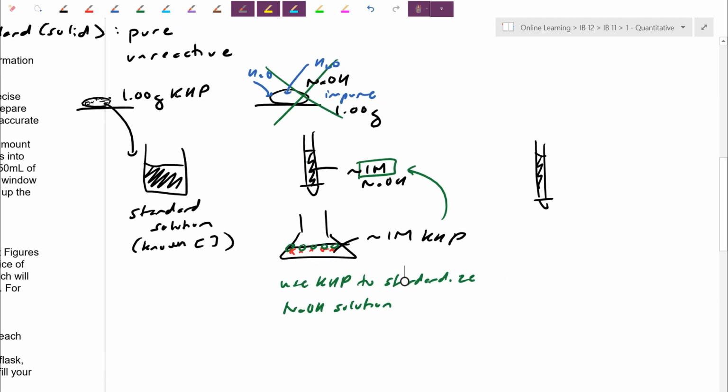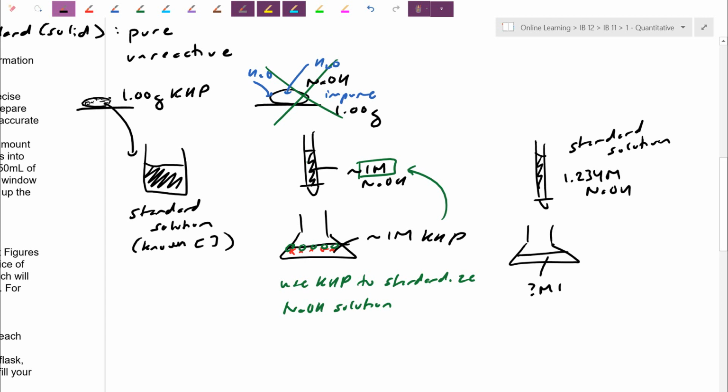But if I now know the concentration of NaOH to a lot of precision, let's say for argument's sake here, 1.234 molar, really, really high precision, I can use that, what's now called a standard solution, right? The NaOH here has now become a standard because I know the concentration. I can use that to titrate my last sample here, which happens to be an unknown HCl.